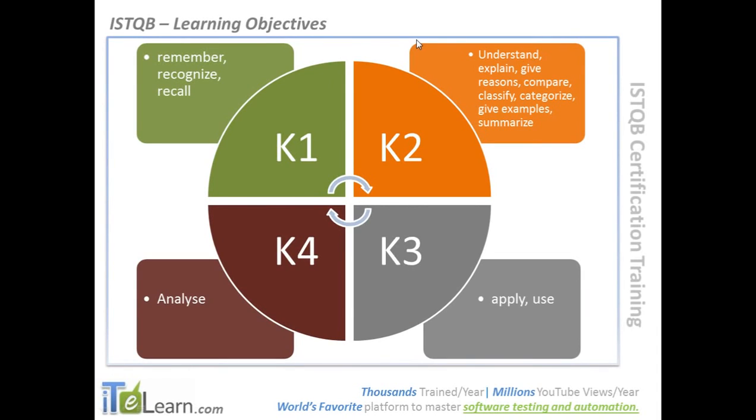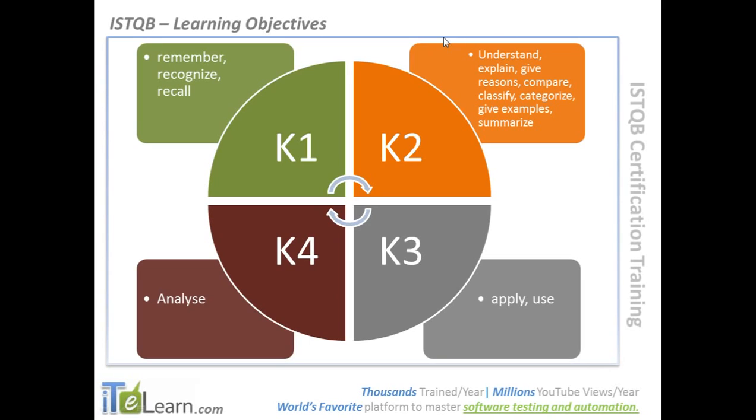Now, the most important thing is to understand how this ISTQB examination has been formulated. There are 4 different categories of things that we need to learn throughout the course. The first is K1. A K1 question will test your remembrance, recognition, or recall skills. K1 questions cover concepts which you should be able to remember, recognize and recall.